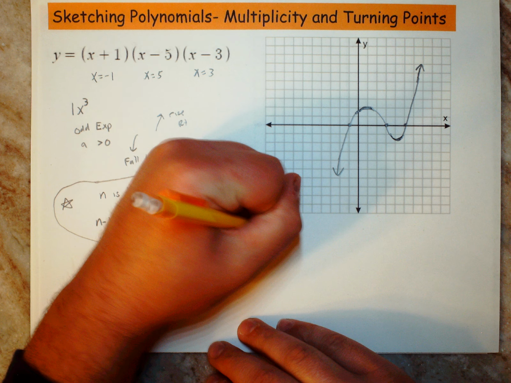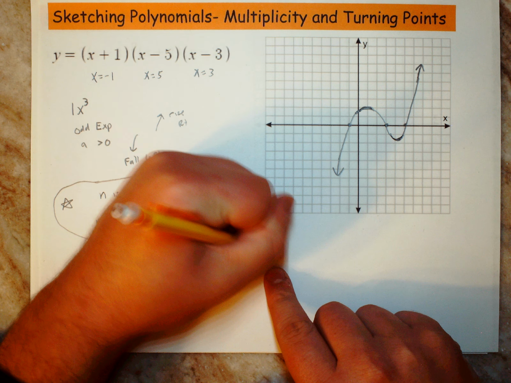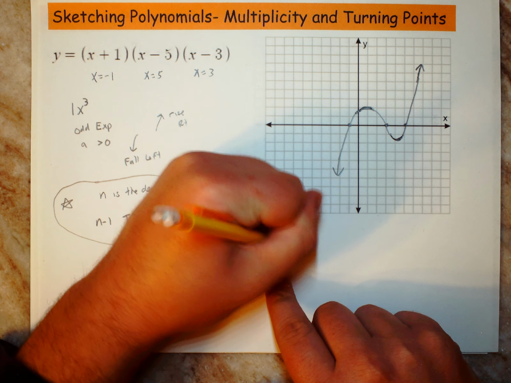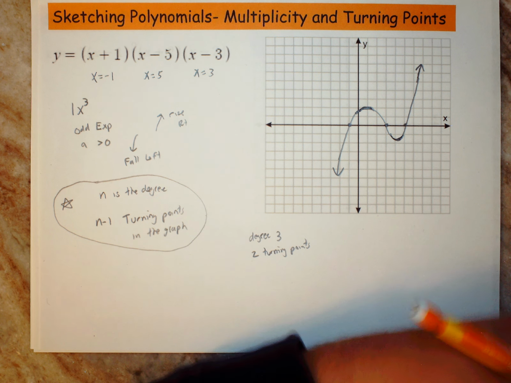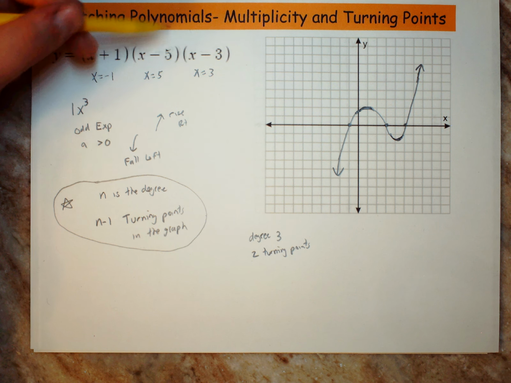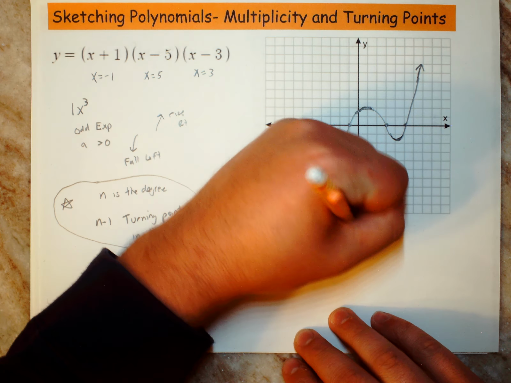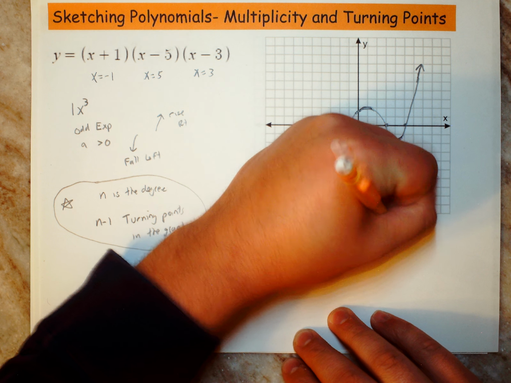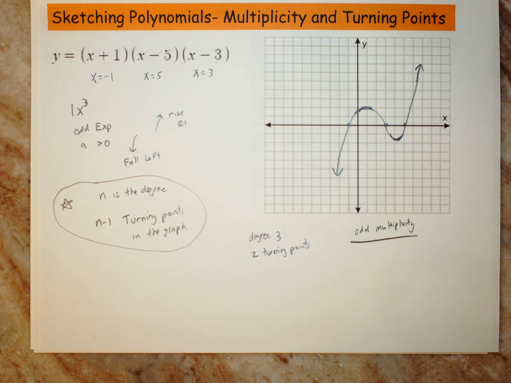So this is a degree 3, so there are two turning points. The next thing we can talk about here is multiplicity. So multiplicity is how many of those roots are there. So if you look, x plus 1, there's only 1. X minus 5, there's 1. X minus 3, there's 1. So this right here has an odd multiplicity.